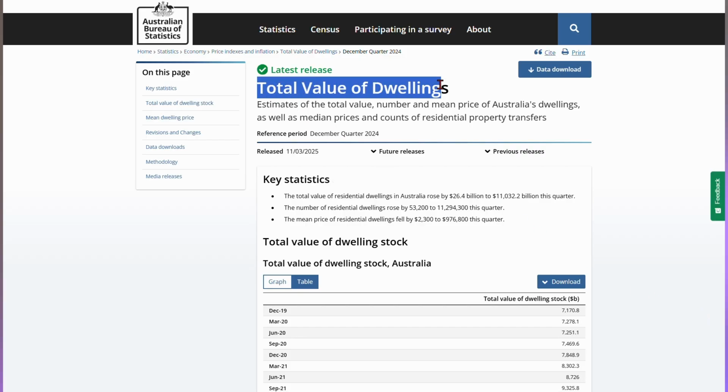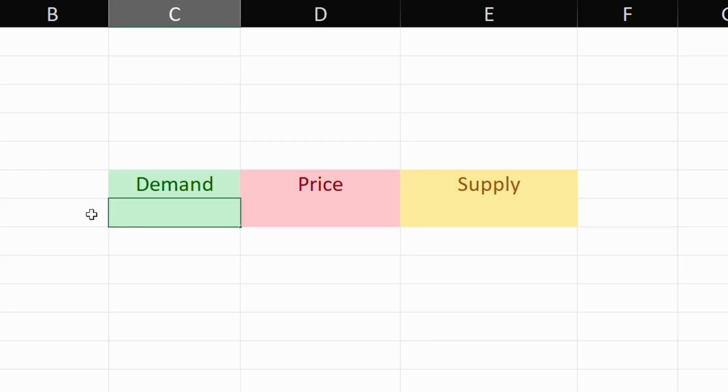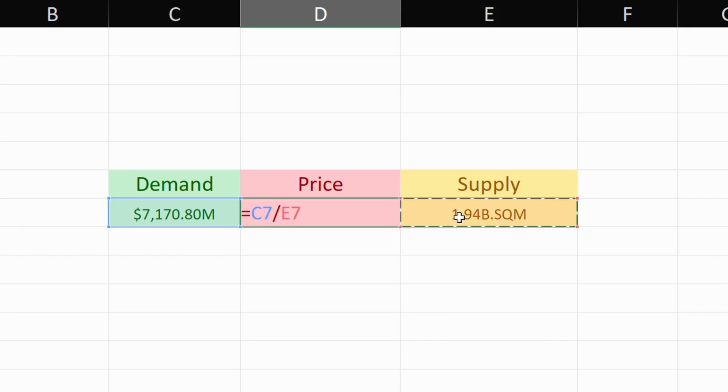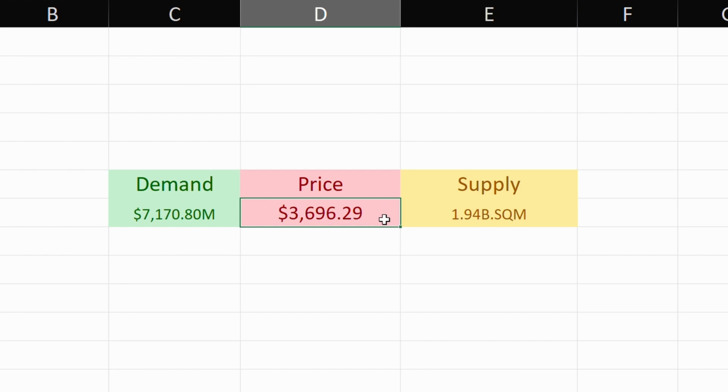Back to our equation. To reflect the current state, specifically the price per square meter, we take data from the total value of dwellings reported by the Australian Bureau of Statistics. We then divide this by total dwelling stock, represented as the cumulative floor area of residential properties. That gives us the average price per square meter. It may not be entirely precise, but it is sufficient for demonstrating the nature of the underlying mechanism.